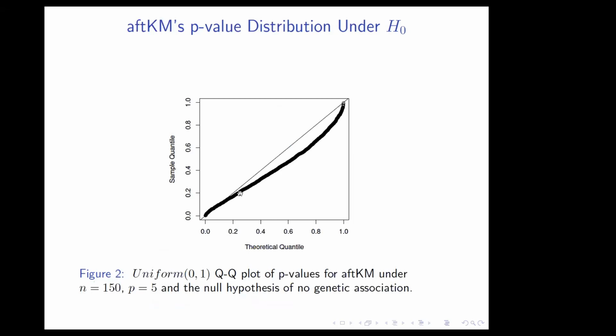And this figure shows the QQ plot of p-value for AFT-KM. And you can see it doesn't look like uniform 0-1. According to this QQ plot, we can see the AFT-KM is anti-conservative, meaning that its type 1 error is bigger than the nominal level. So you will get more false positives than expected if you use AFT-KM.